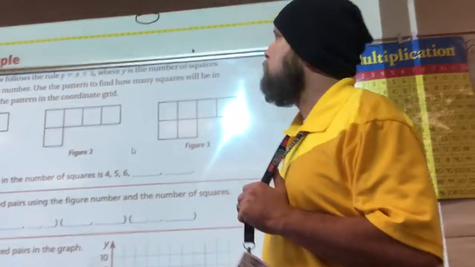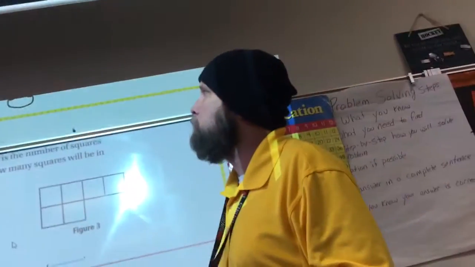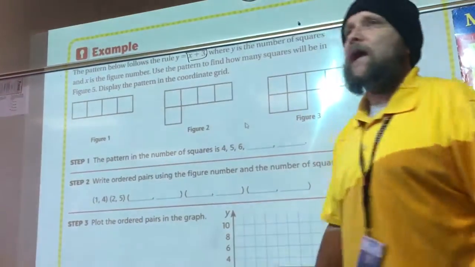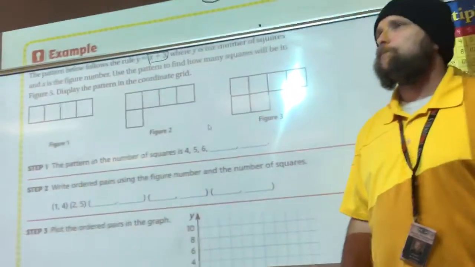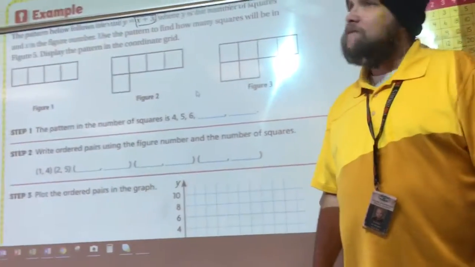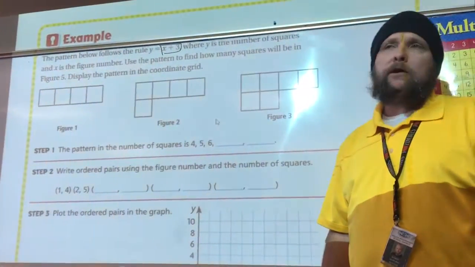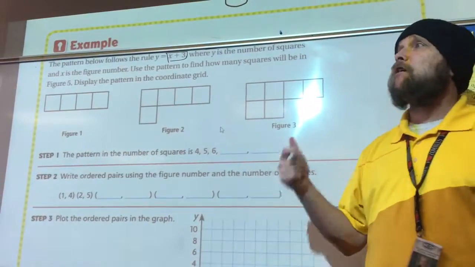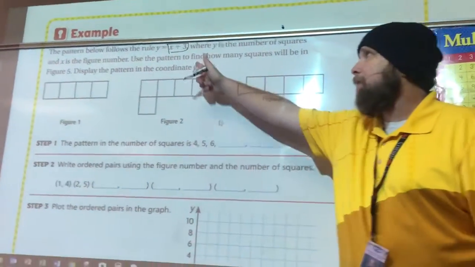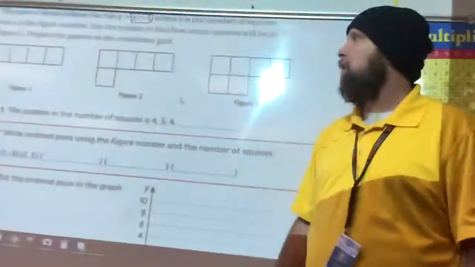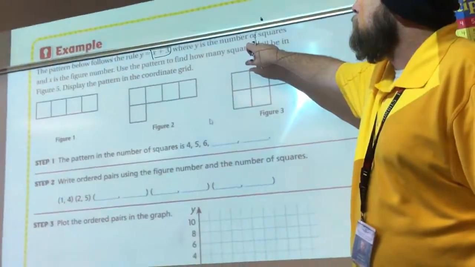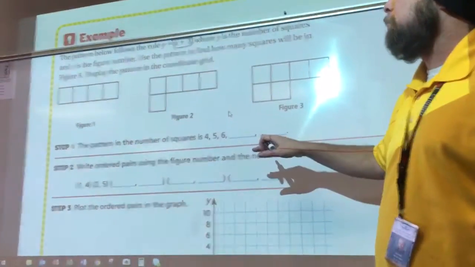The example question says, the pattern below follows the rule x plus 3. What kind of pattern is x plus 3? Is it an additive pattern or a multiplicative? Additive. Anytime you're adding, it's an additive pattern, where y is the number of squares and x is the figure number.